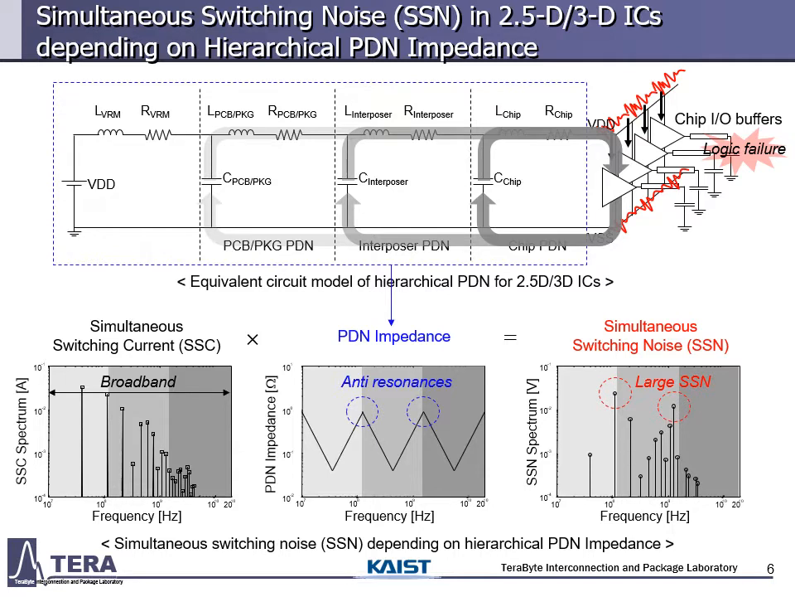Especially in PI fields, one of the biggest issues in 2.5D and 3D ICs is simultaneous switching noise. Broadband simultaneous switching current (SSC) driven by chip I/O buffers flows into hierarchical PDN depending on their frequency range. And once the SSC components miss the high peak anti-resonances of the PDN impedance, large SSN occurs, causing logic failures. Therefore, we need to design PDN carefully to lower the PDN impedance in the broadband frequency range.